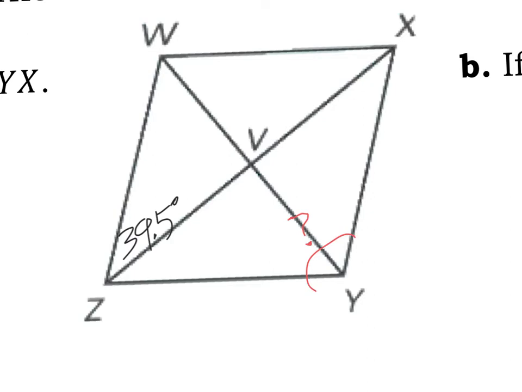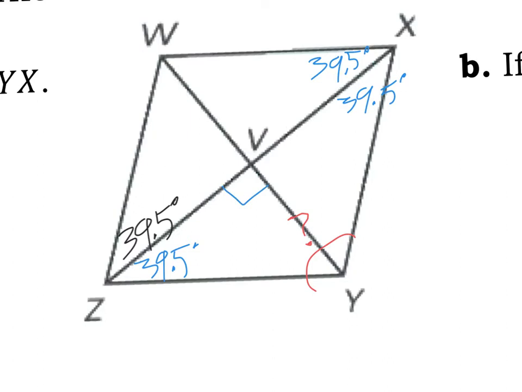And so since this is a rhombus, we know that the diagonals bisect the opposite angles. So if they bisect them, then that means this is also 39.5 degrees. And it's not super important, but that would also mean that these angles up here would be 39.5 degrees. Now, how does that help us with this one? Well, remember, they also intersect at perpendicular angles, so that means it is a right angle right there.